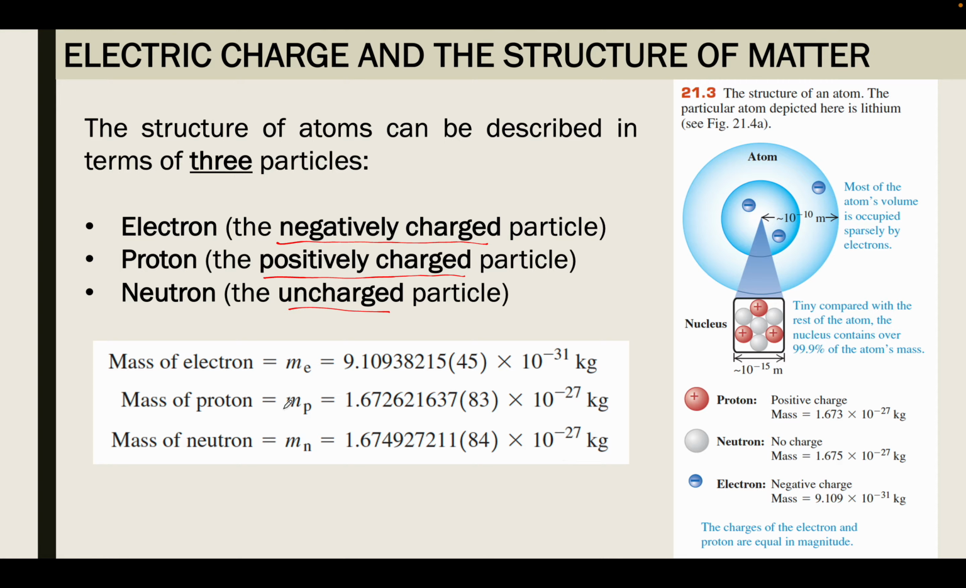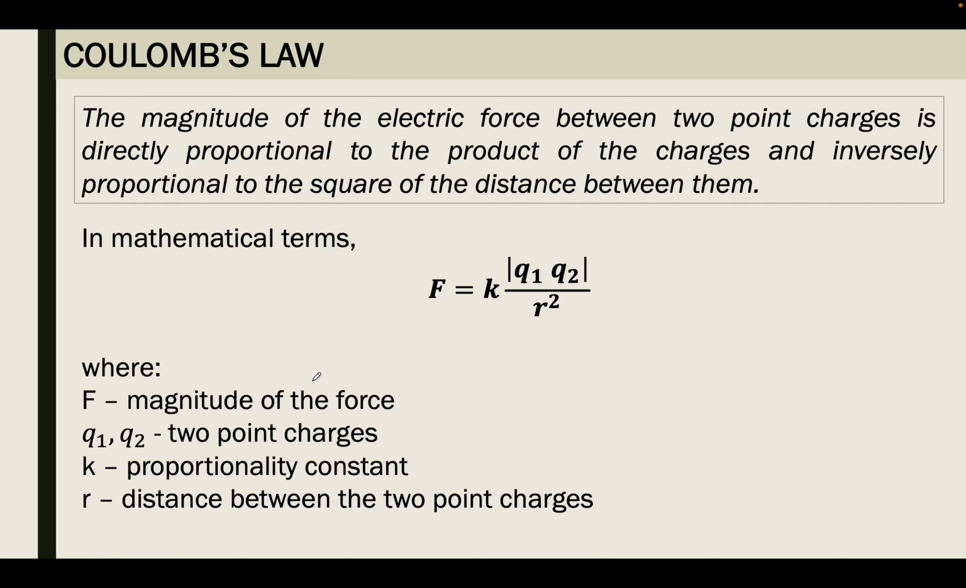So as you can see here, out of these three particles, the electron is the lightest among them. So si electron ang pinaka gaan sa ilaatanan. Okay. So here, let's proceed with Coulomb's law.